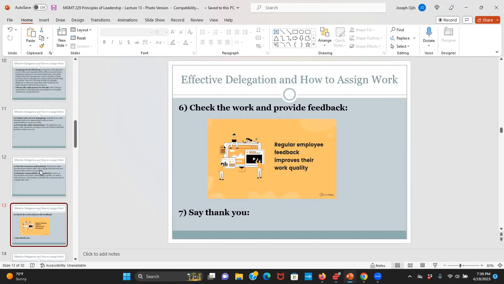Then number 7, which is the last one: say thank you. This is so simple that people tend to ignore it, but it's not simple. When someone completes a task or project you delegated, show genuine appreciation and point out the specific things they did right or well. In other words, regardless of whether they did it right or wrong, so long as they completed the task, the first thing you do is show genuine appreciation and point out specific things they did right or well.